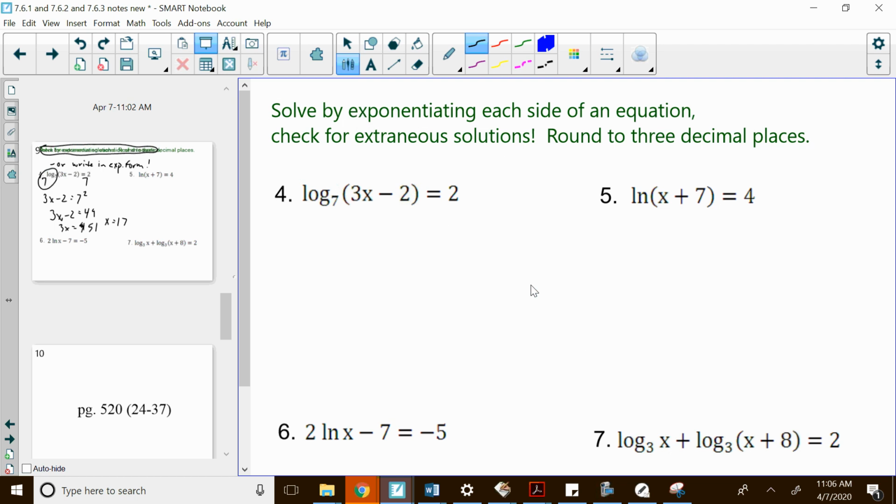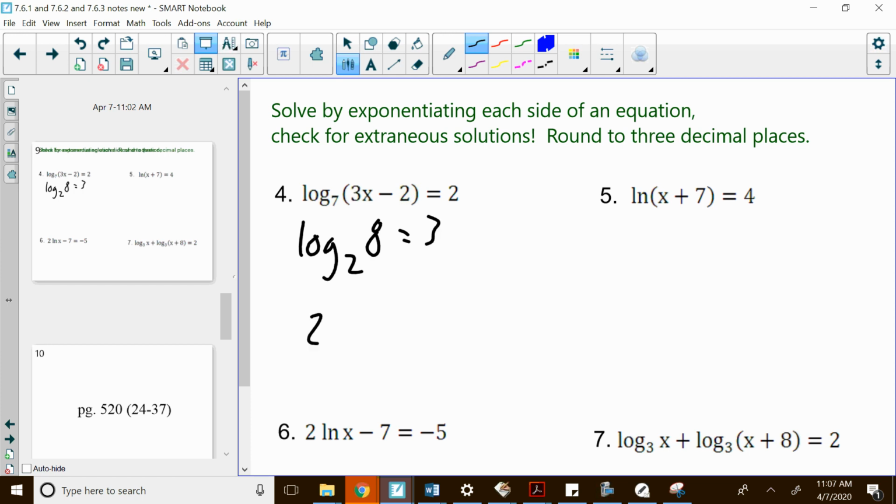You can just write in exponential form. Remember, let's go back to something smooth and easy. If the log base 2 of 8 equals 3, that means I can rewrite this equation in exponential form: 2 cubed equals 8. So I can take this and write it in a different form: 7 squared equals 3x minus 2. Boom, writing it in exponential form and solving it from there.